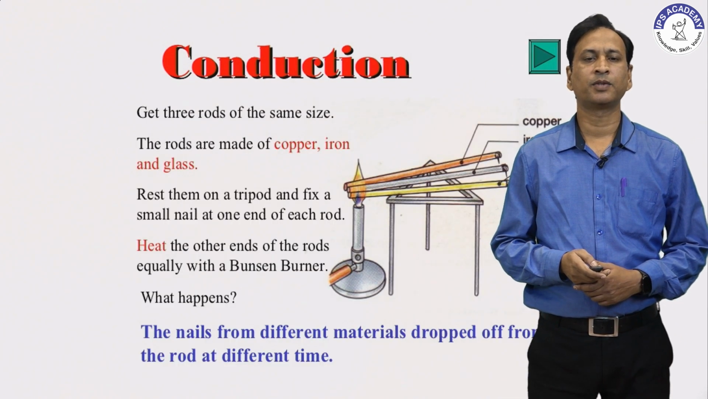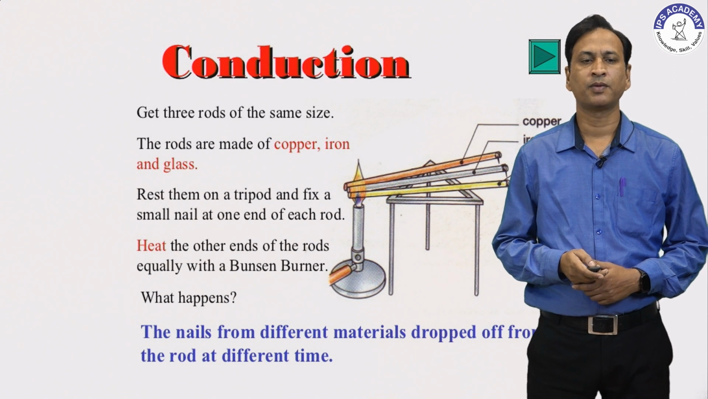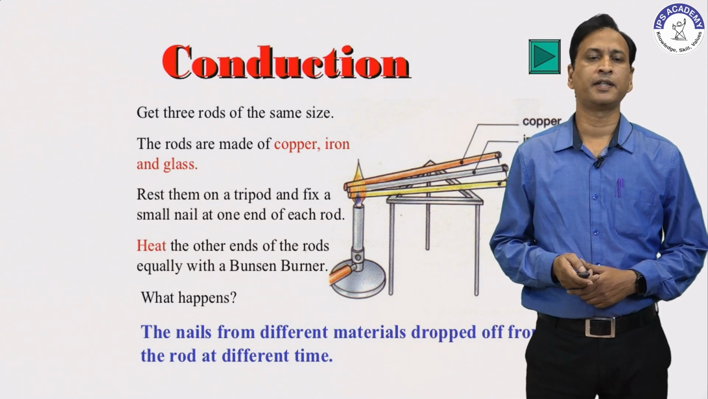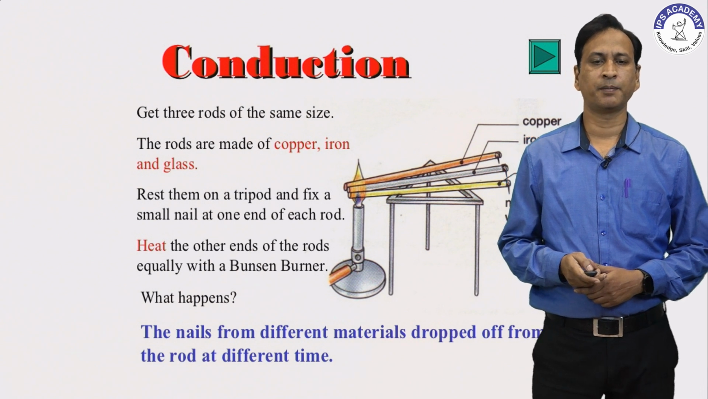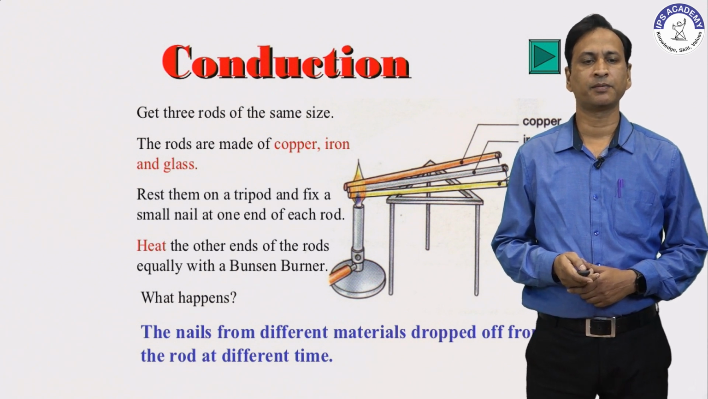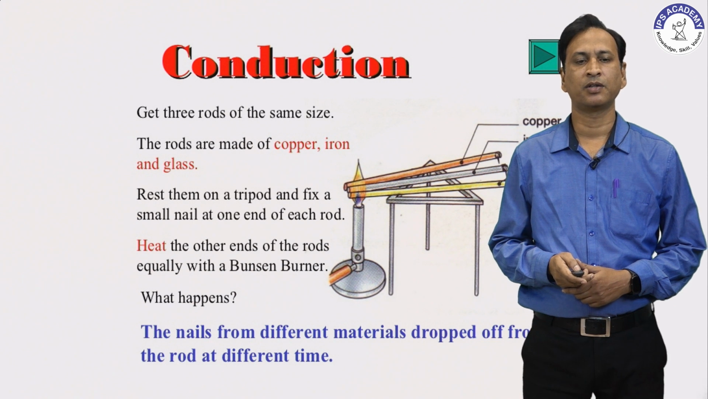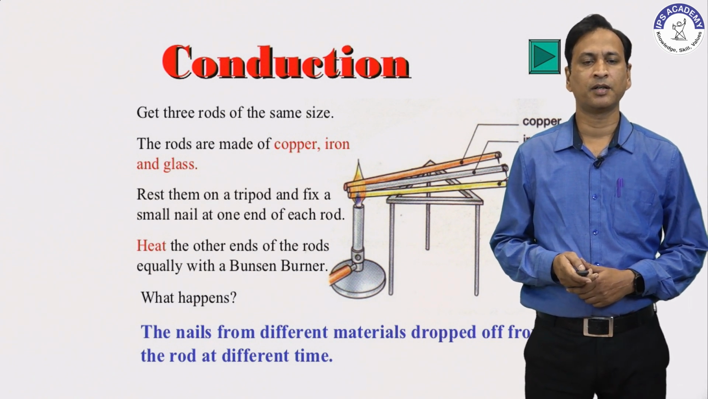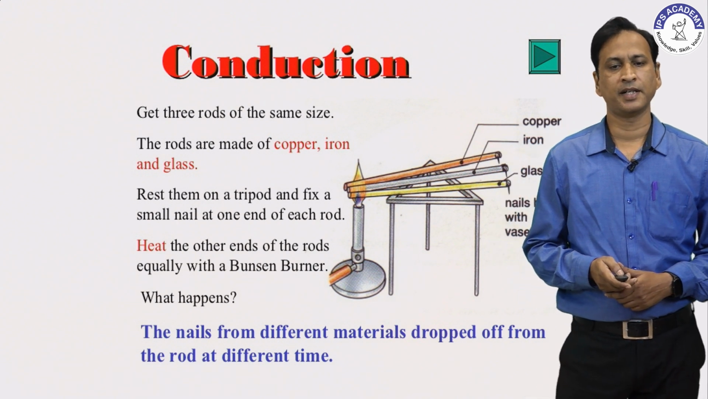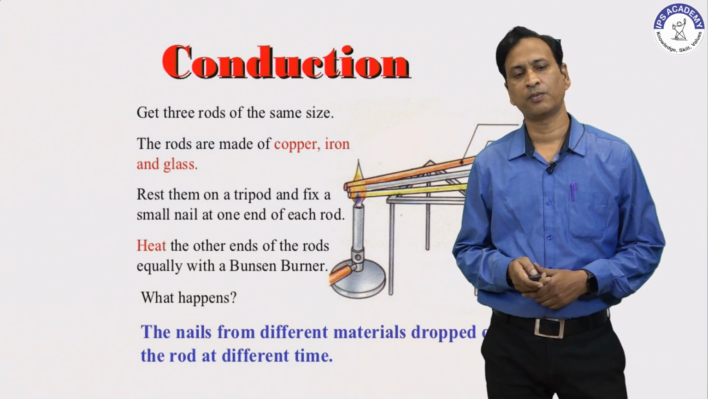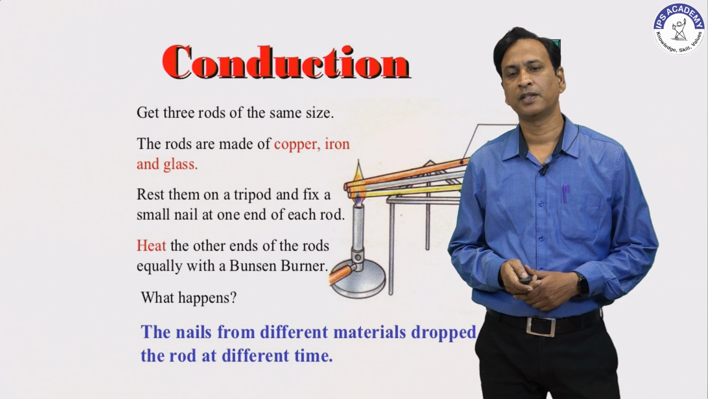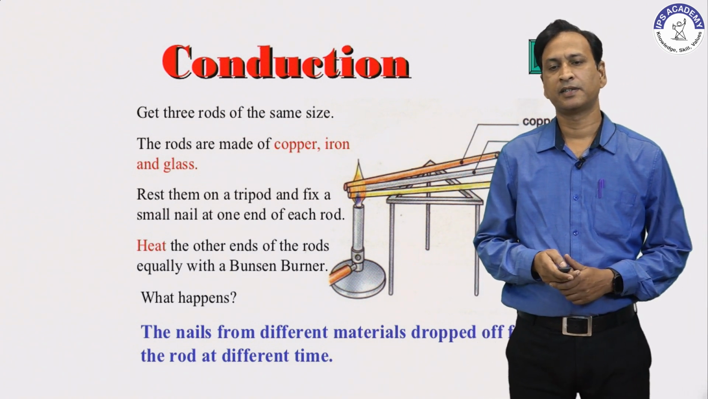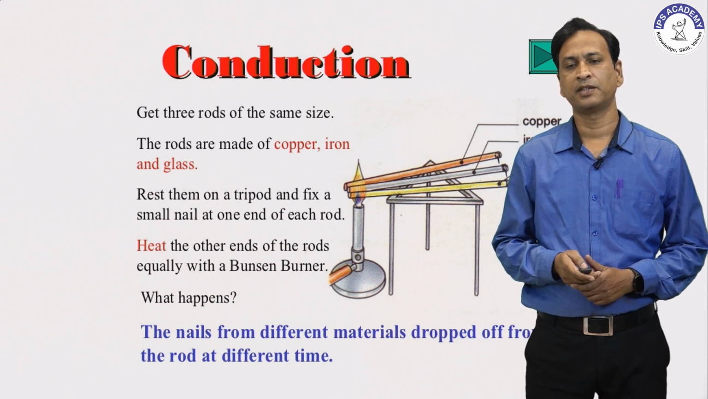Take three rods of the same size. The rods are made of copper, iron, and glass. Rest them on a tripod and fix small nails at the end of the rods with Vaseline. Heat the other end of the rods equally with a burner. What happened? The nails from the different materials drop off the rods at different times.